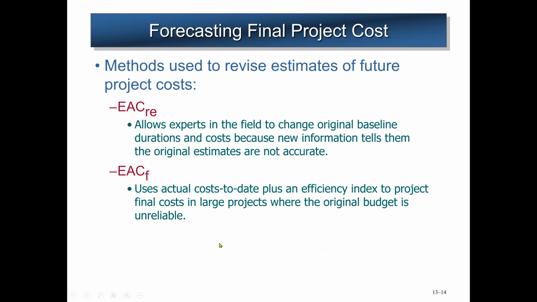Now, methods used to revise the estimate of future project costs, that is, forecasting the final project costs. First, we can allow experts in the field to change the original baseline duration and cost because new information tells them the original estimates are not accurate. Secondly, we can use the actual cost to date plus an efficiency index to project the final cost in large projects when the original budget is unavailable.